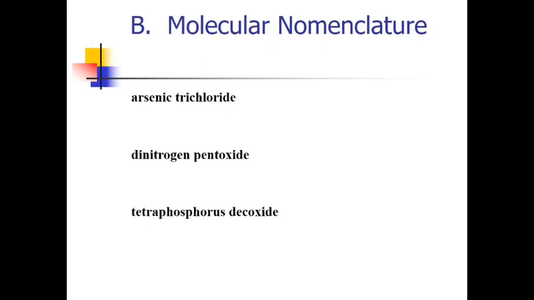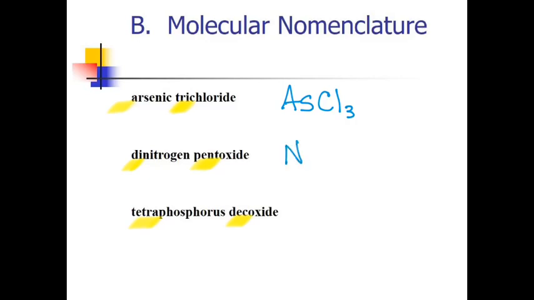Okay, now moving back the other way, here's our names going to the formulas. Again, really easy if you've already got your formulas down, picking out some prefixes. No prefix there. I see tri, di, penta, tetra, deca. So all of those prefixes need to mean something. For arsenic, it's As. There's only one because there's not a prefix. And then trichloride, the Cl for the chlorine with a 3.